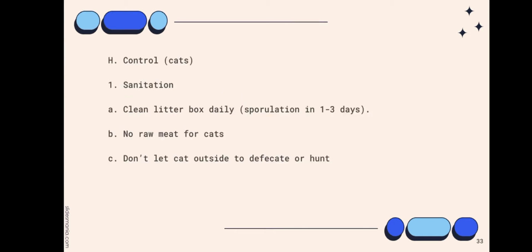Control, especially in cats: sanitation. Clean the litter box daily, since sporulation occurs in 1 to 3 days. No raw meat for cats. Lastly, don't let cats outside to defecate or hunt.